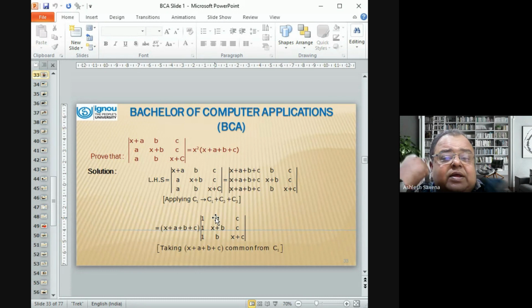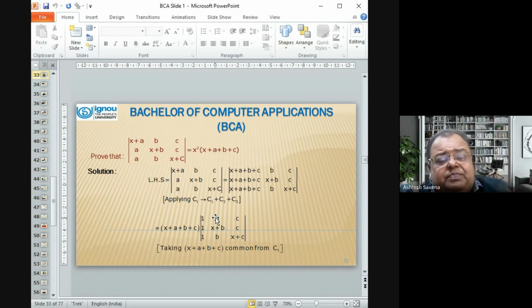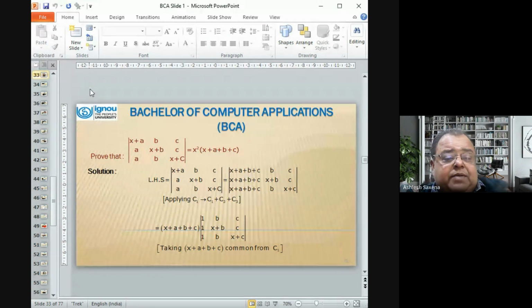we can add all the columns together, that means C1 can be converted to C1 plus C2 plus C3. So we are going to get the same thing in the column. That means all the elements of column 1 will be the same, so that it will be easier for us to take that common. I did that.